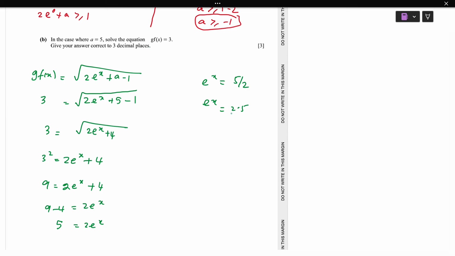So you need to find out x. Okay, so I'm taking natural log on both sides. So e power x equal to 2.5 gives x equal to natural log of 2.5. Here log and e are gone. Use a calculator and get the value. So we'll get x equal to 0.916. So that is the final answer.